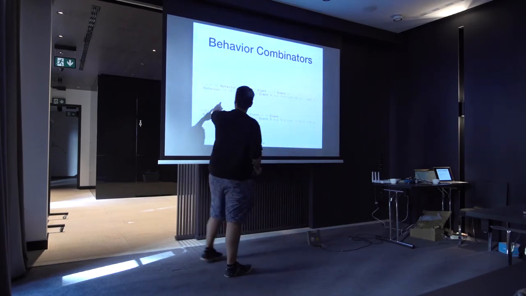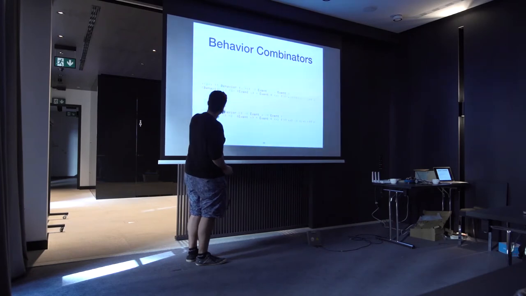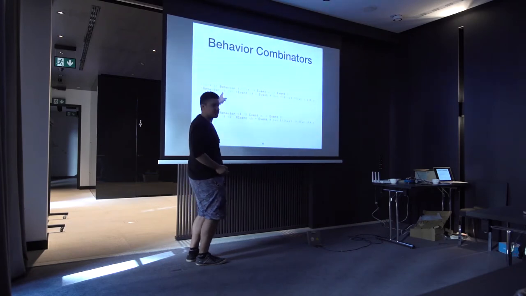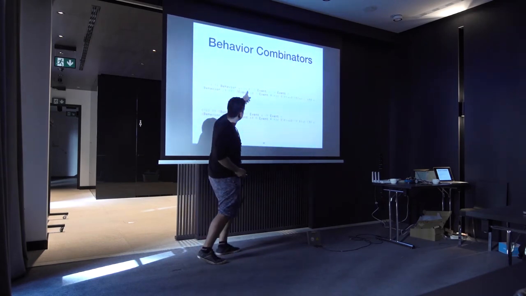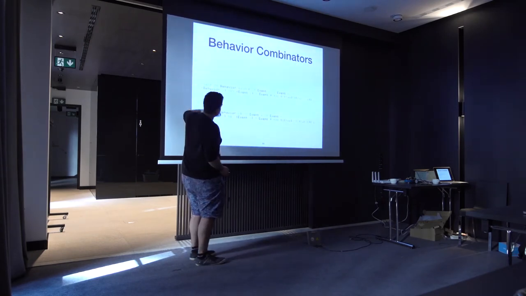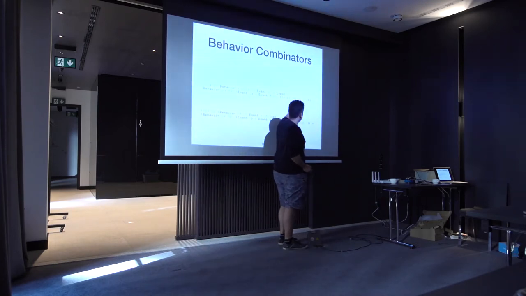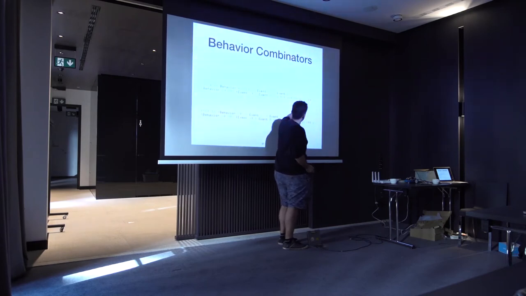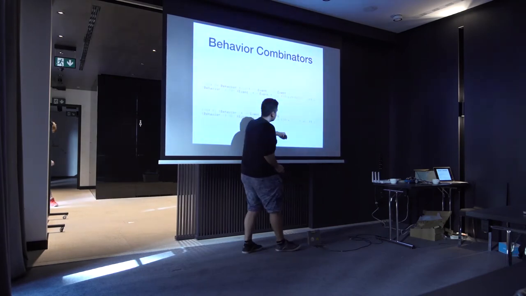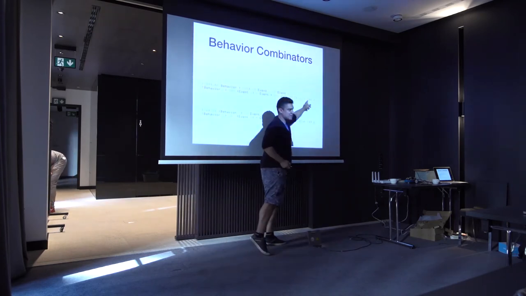Yeah, so again, this is a behavior B. So it's a time varying function. This whole thing is something from A to B. And so what you do is you supply it with the current time, and then you give it an A. And then it's going to apply the function that this behavior has at this moment in time.